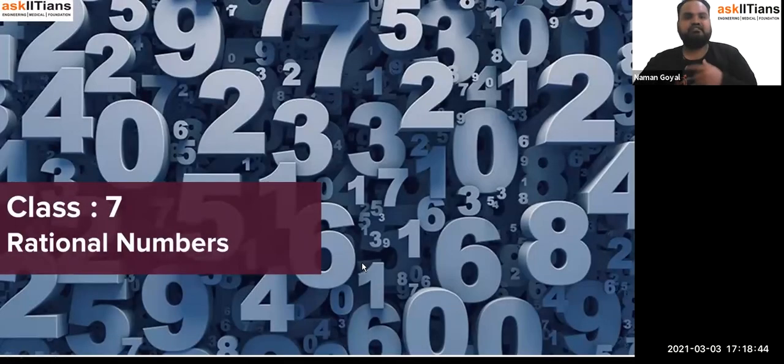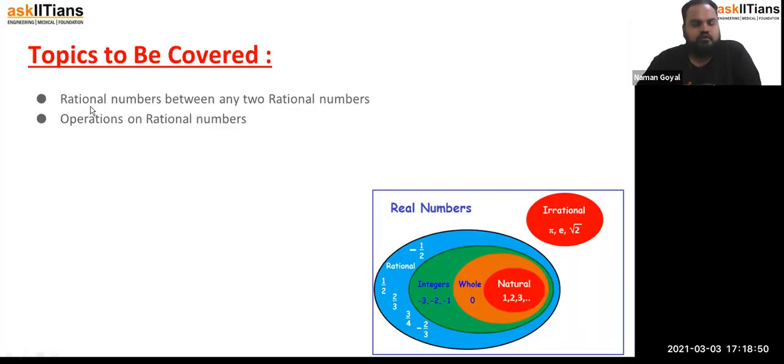So this is the second lecture of this chapter. Today we are going to learn about rational numbers between two rational numbers, that is, how we write down rational numbers between two rational numbers. If we have two numbers a and b, and the question tells us to insert 10 rational numbers between a and b.